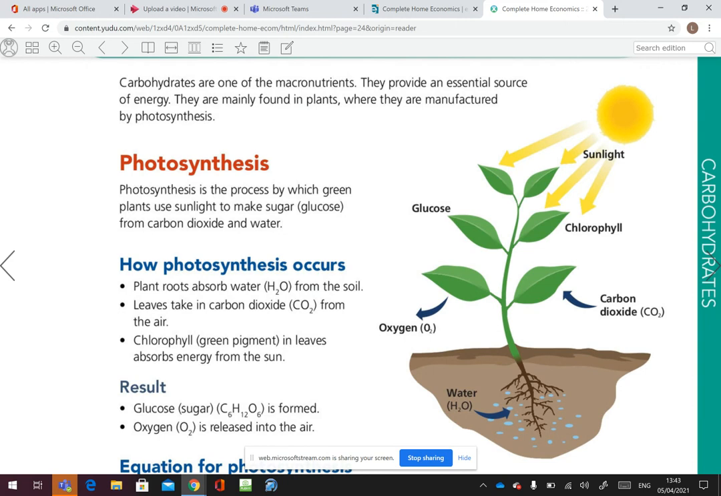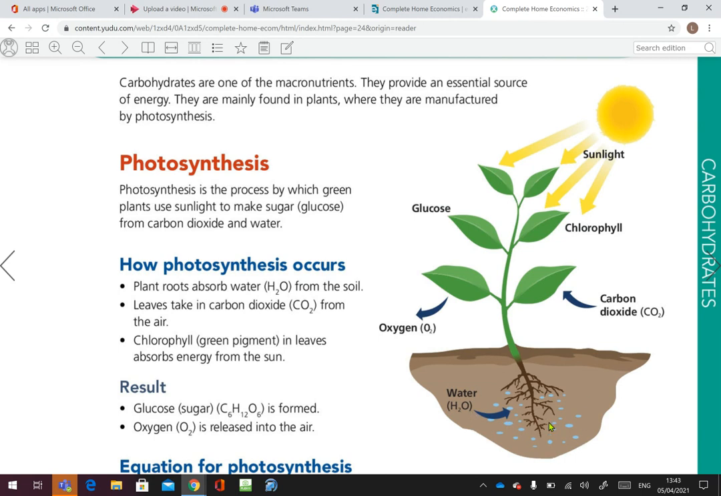So how are carbohydrates made? They're made by a process called photosynthesis, the process by which green plants, using sunlight, make sugar from carbon dioxide and water. Okay, so you might be asked to explain this, in a short question perhaps, not really part of a long question for higher level, I wouldn't say. So what happens is the sun hits the leaves, and the leaves take in carbon dioxide from the air.